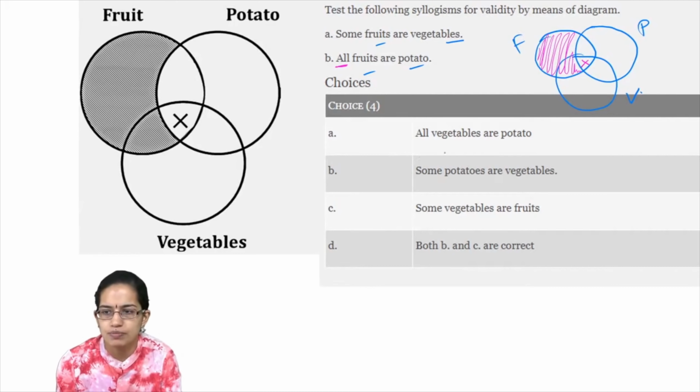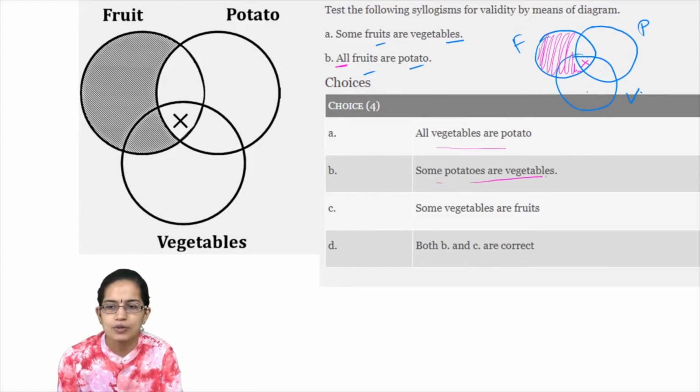Which of the statements would be true? All vegetables are potato. Incorrect, because vegetable can be here, here or here. Okay, some potatoes are vegetables.